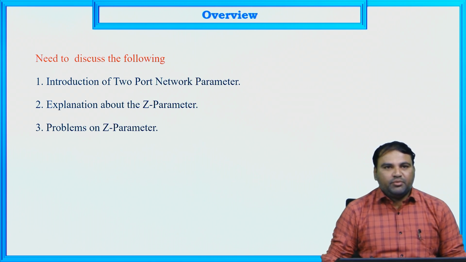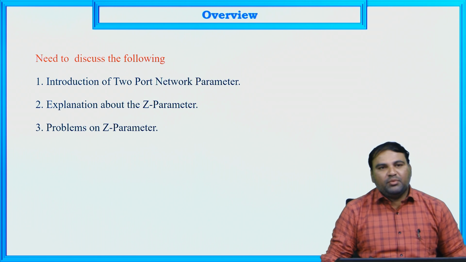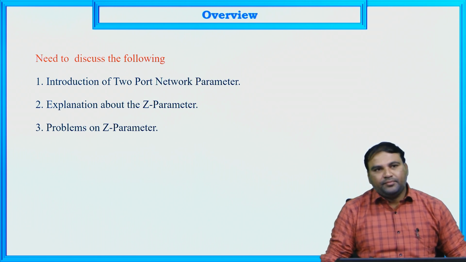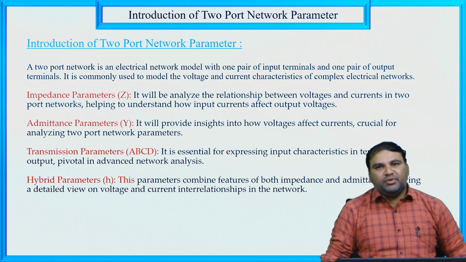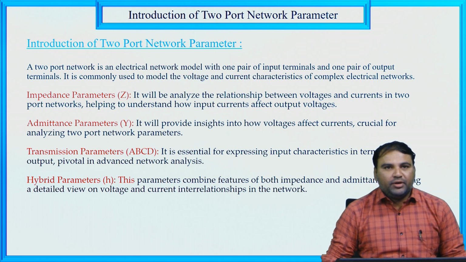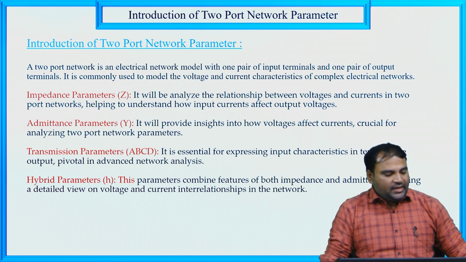Here we have to discuss the following things. The first point is the introduction of the two-port network parameter and the explanation about the Z parameter, and also we have to discuss problems on the Z parameter. First, what is meant by a two-port network parameter? A two-port network is an electrical network model with one pair of input terminals and one pair of output terminals, and it is commonly used to model the voltage and current characteristics of a complex electrical network.